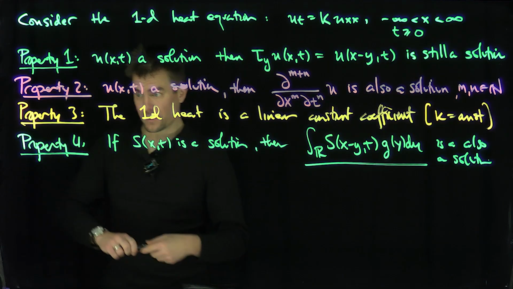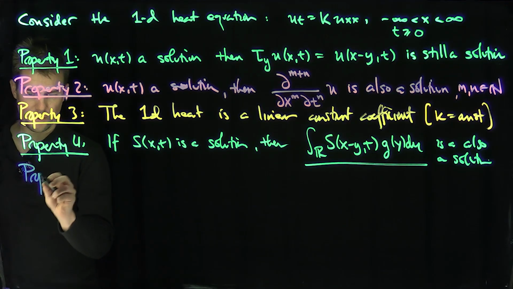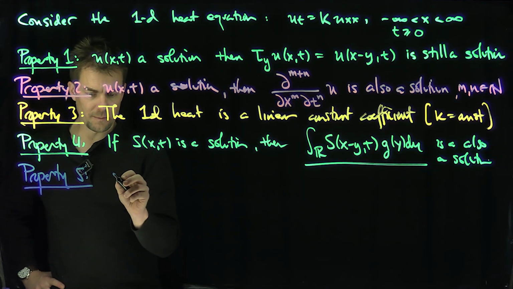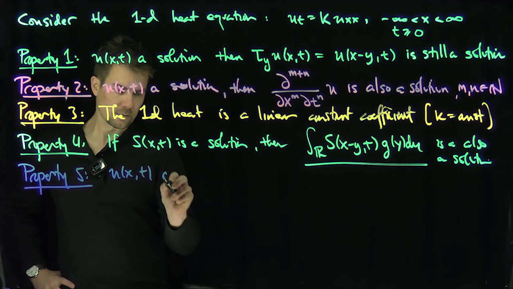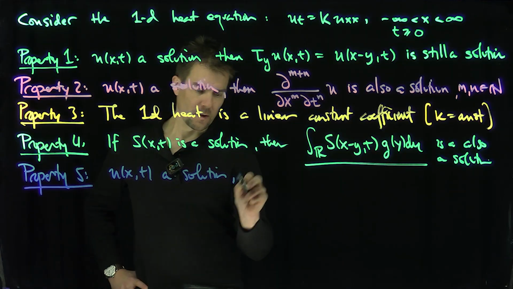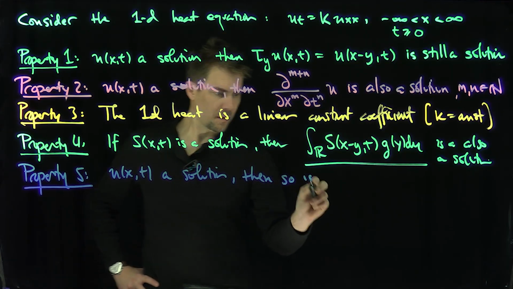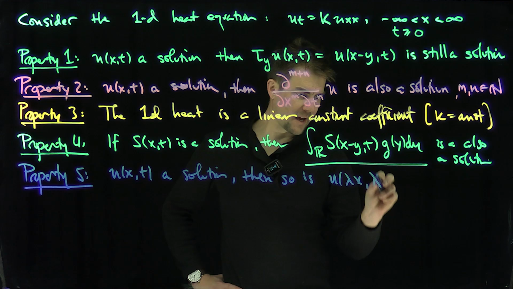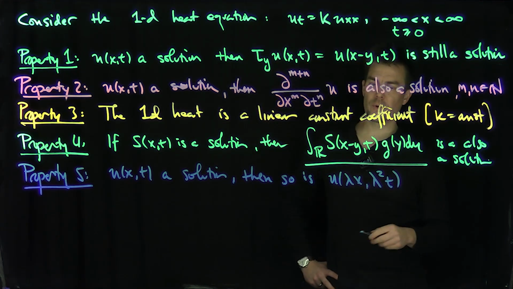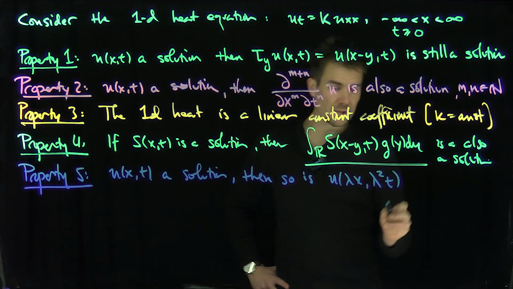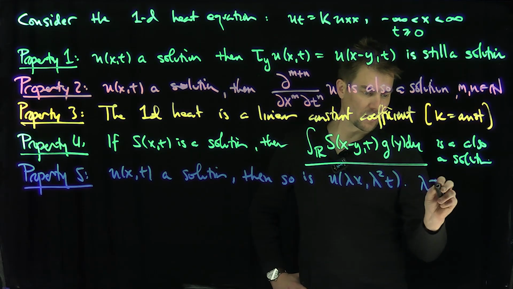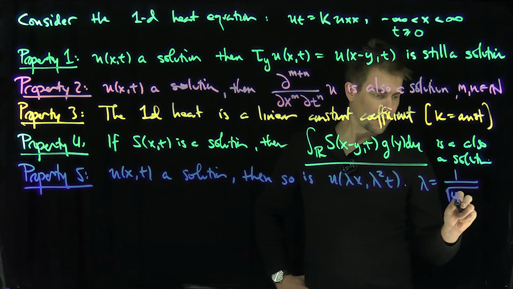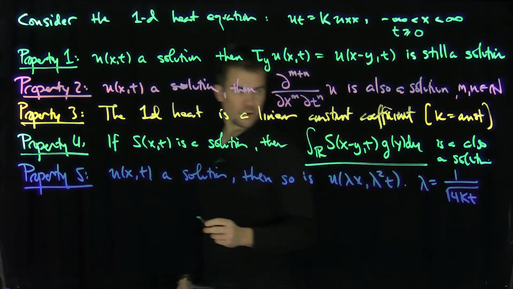And then what's the last one? The last one is the most important. It's the scaling, right? Property 5. You might say, well, why did you do scaling last? Because property 5 is going to get us something interesting. So if u of x, t is a solution, then so is u of lambda x, lambda squared t. That's the scaling of the equation, okay? And what this allows me to do is choose a particular value of lambda. If we choose lambda to be 1 over the square root of 4kt, where the 4 is just an annoyance, then I can define variables.